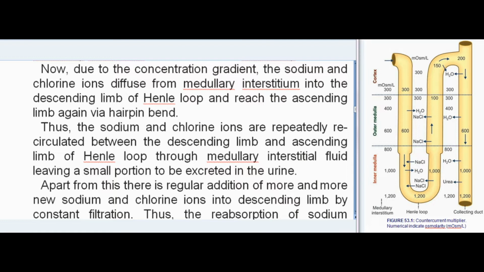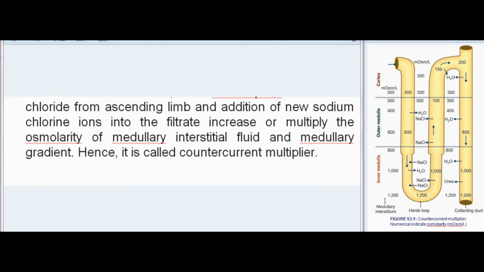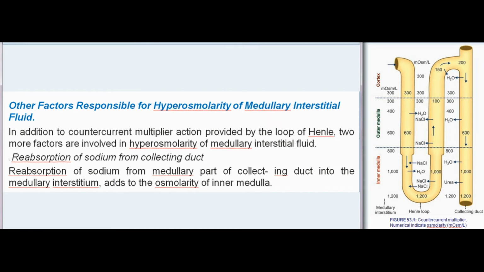Apart from this, there is regular addition of more and more new sodium and chlorine ions into the descending limb by constant filtration. Thus, the reabsorption of sodium chloride from the ascending limb and addition of new sodium chlorine ions into the filtrate increase or multiply the osmolarity of medullary interstitial fluid and medullary gradient. Hence, it is called countercurrent multiplier.